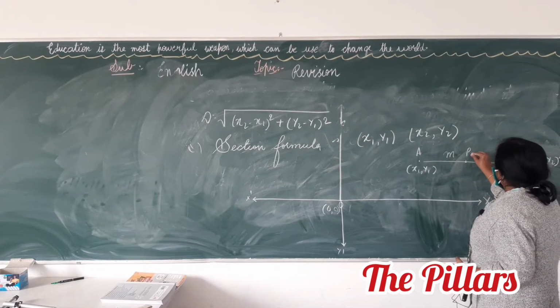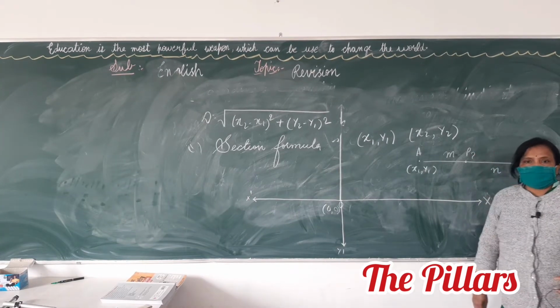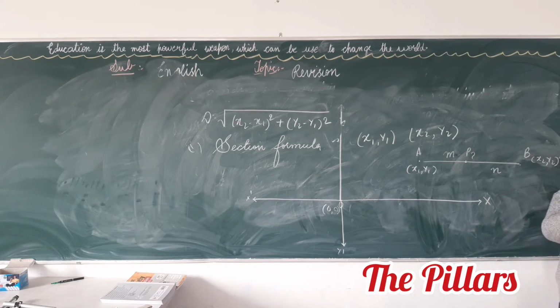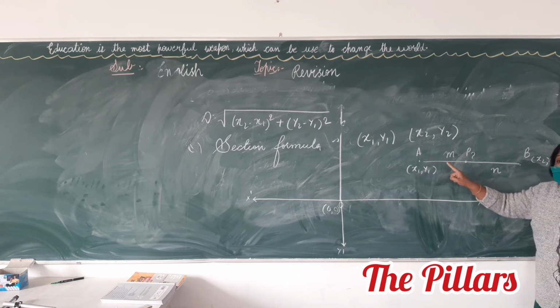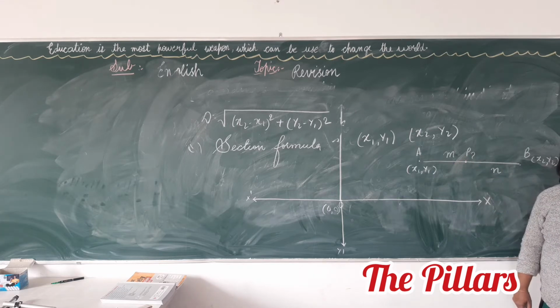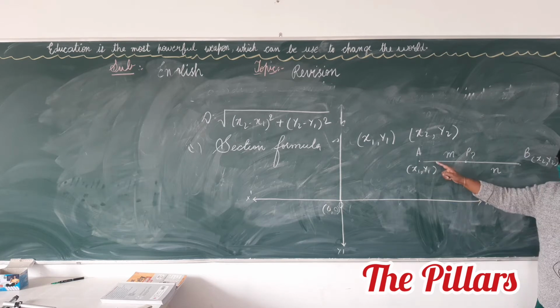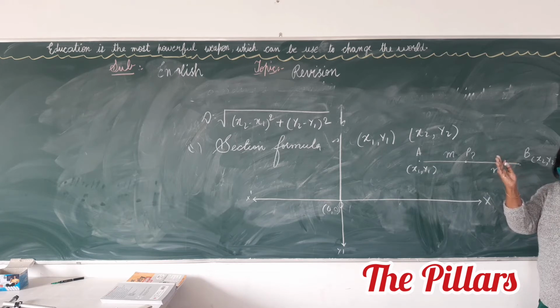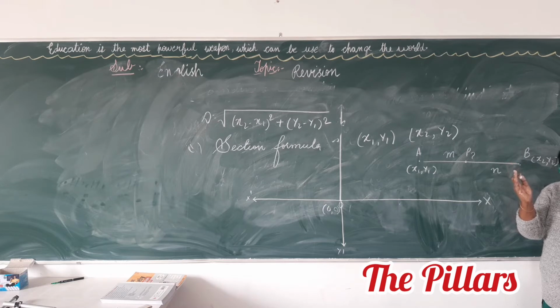Then, what will be the coordinates of this point? M1, MX. One minute. We have 2 points. What is the section formula? This is only the section formula, no? This point P is dividing these 2 points internally. Yes or no? It is within the points A and B, not outside A and B. So this is an internal ratio, not external.